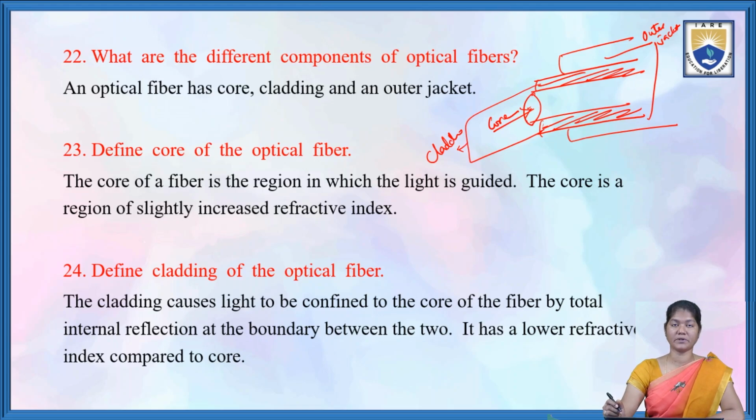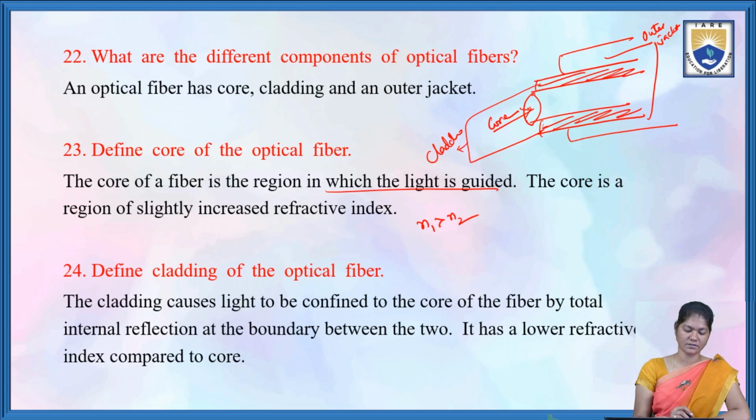Define core of the optical fiber. The core of an optical fiber is the region in which light is guided. The core is a region of slightly increased refractive index. That's why the core refractive index n1 is greater than the cladding refractive index, so that light can be guided through the region of the core.